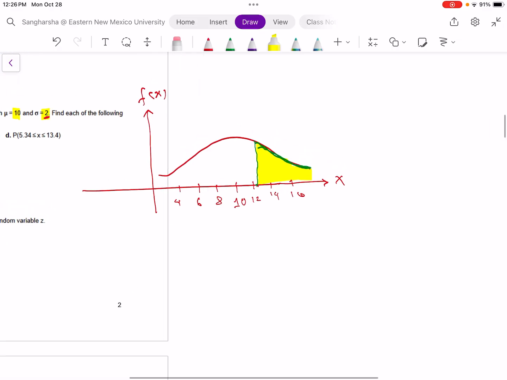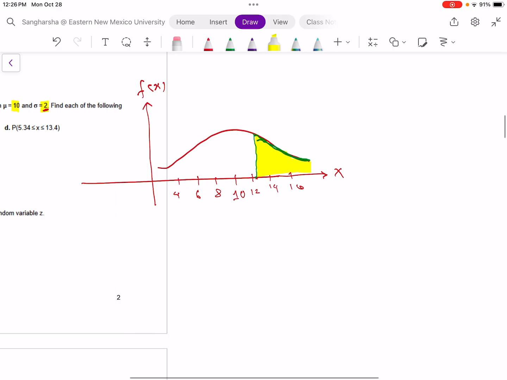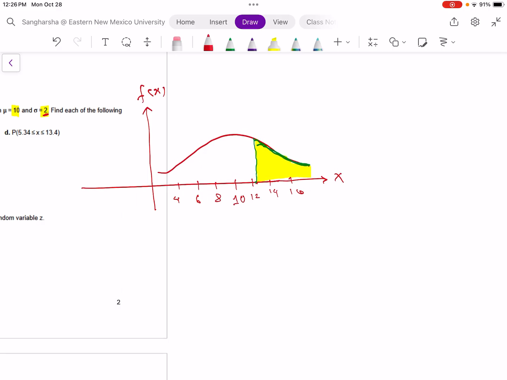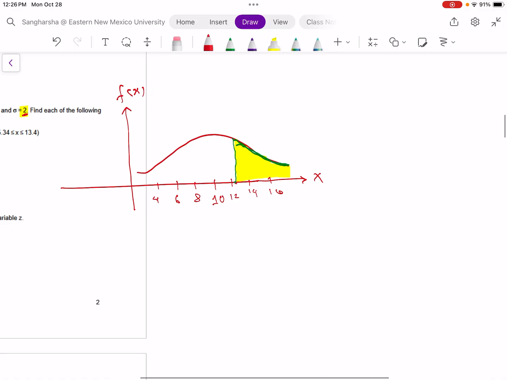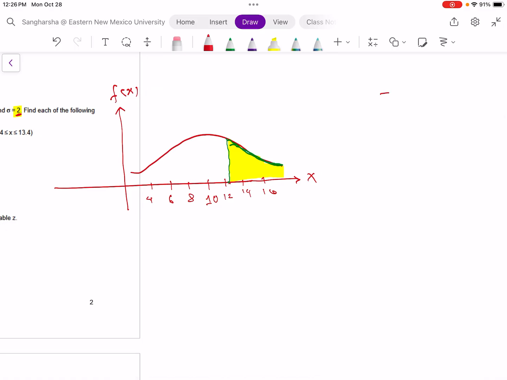Now, these are X values. How do we convert these X values into Z values? What is the formula to convert X into Z? Z is equal to X minus mu divided by sigma. So if you are given a normal distribution, make sure to convert that into a standard normal distribution. Converting into standard normal distribution means you are converting every X value into a Z value.